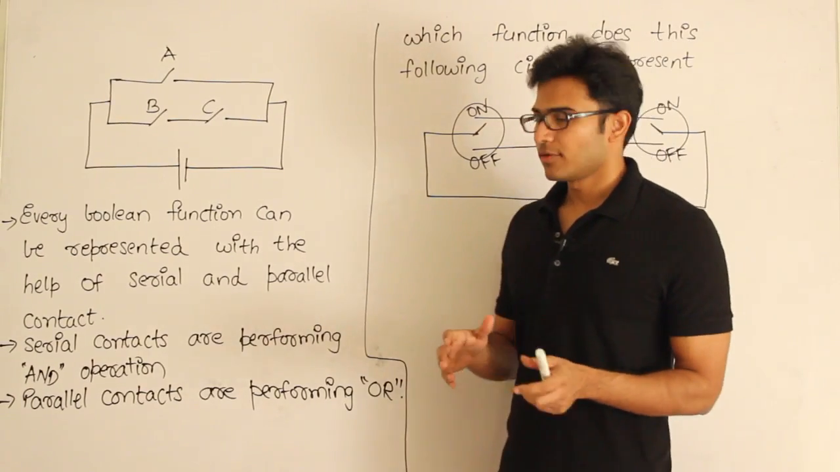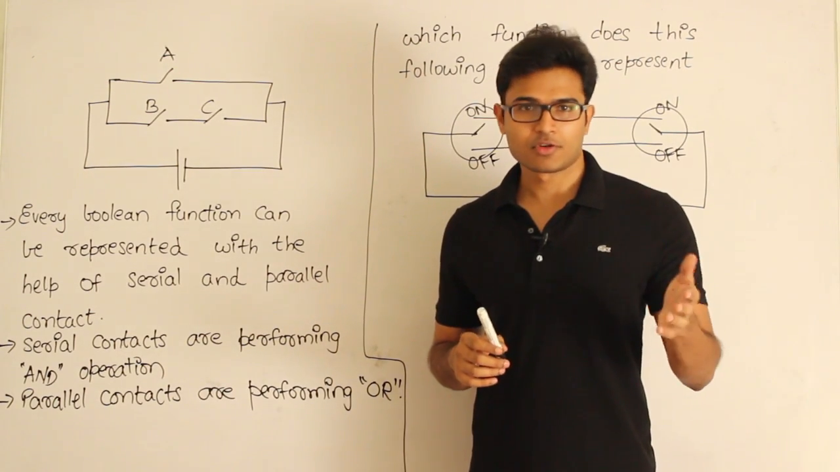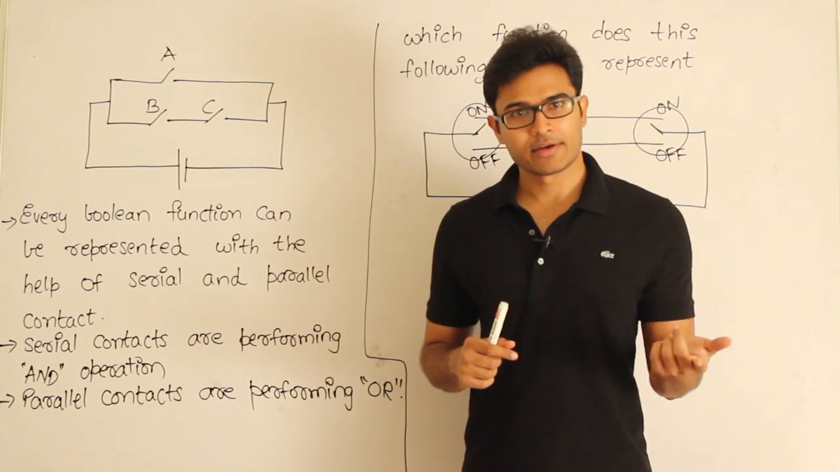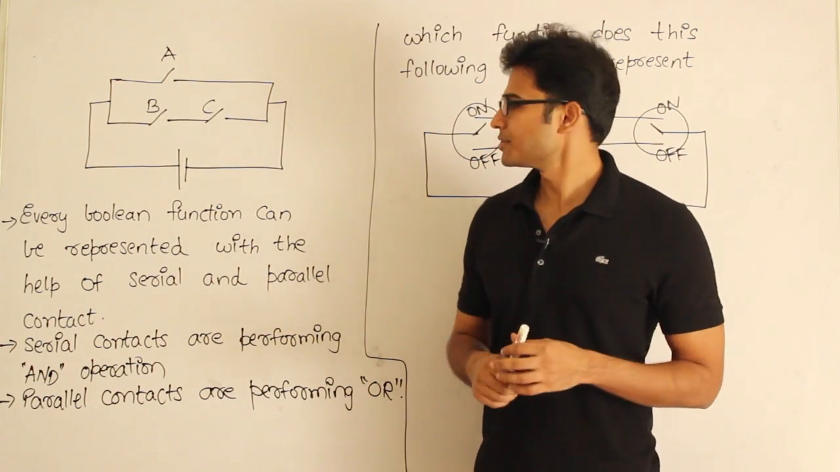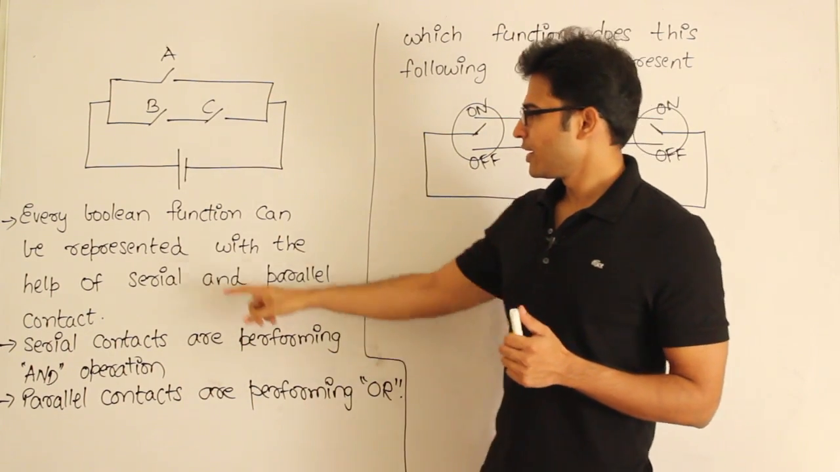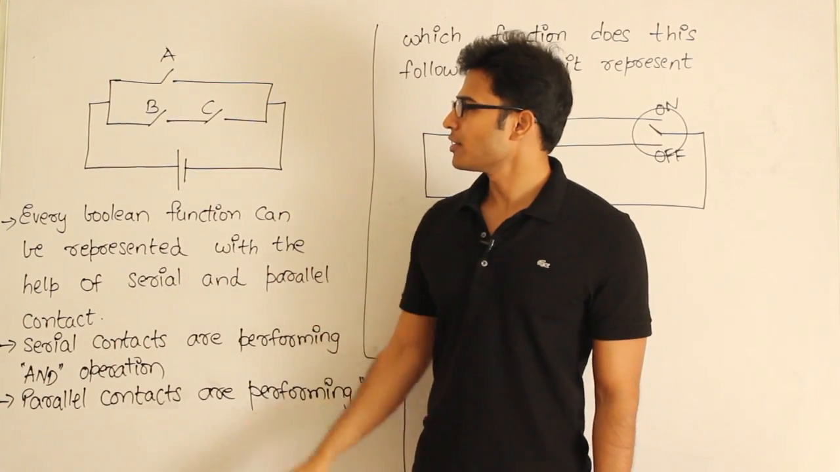Watch this one. This is called contact representation. Venn diagram representation is one of them. Any Boolean function can be represented using a Venn diagram or using contact representation. Contact representation means like this. I'll explain what it is. Every Boolean function can be represented with the help of serial and parallel contacts.